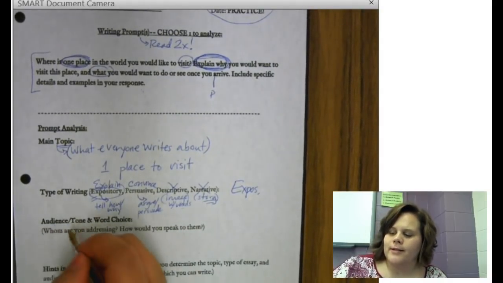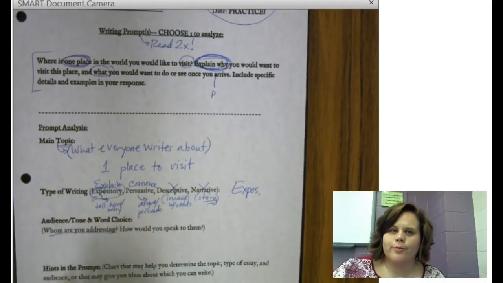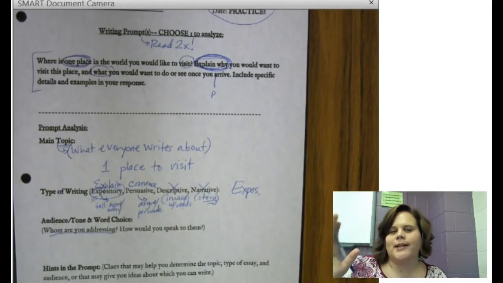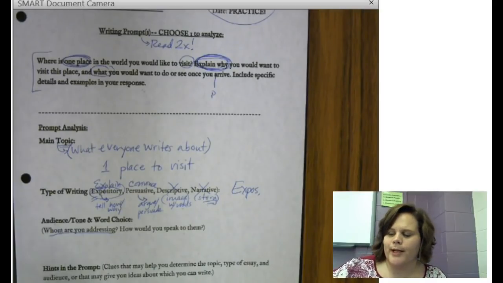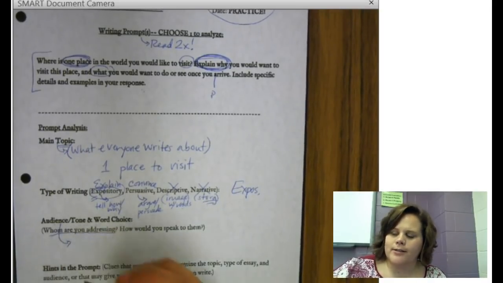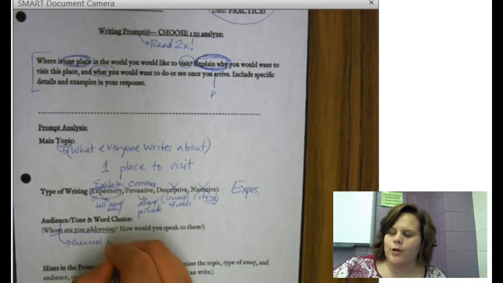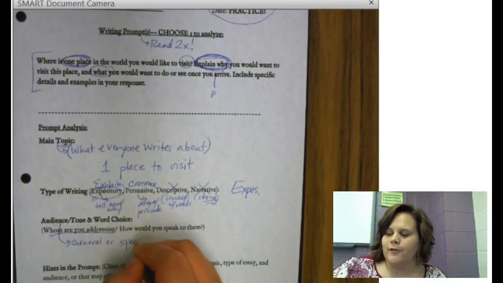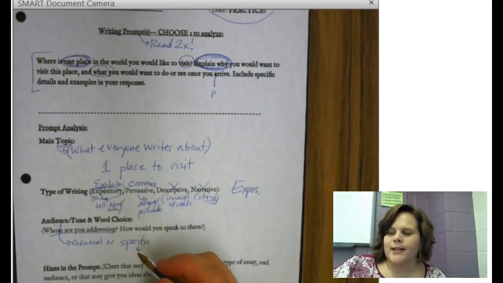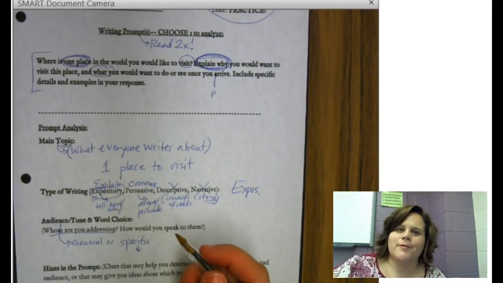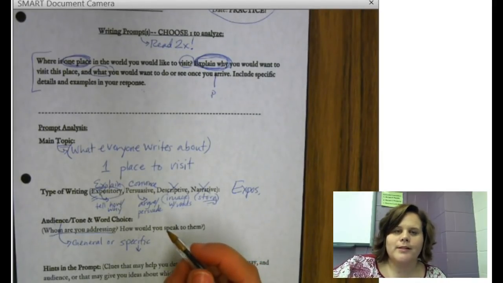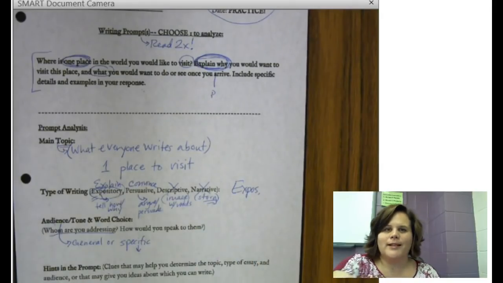For audience, you need to think about who potentially you're addressing. Not like a teacher, but like who are you explaining this to? Who are you persuading? And then write for that audience. Your audience could be a general audience or specific. If it's specific, you want to say who. Like if it said convince your principal, that's pretty specific. You want to think about who and things that would convince a principal, not kids.